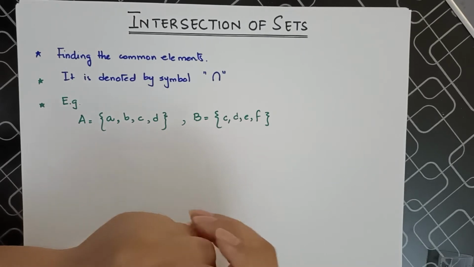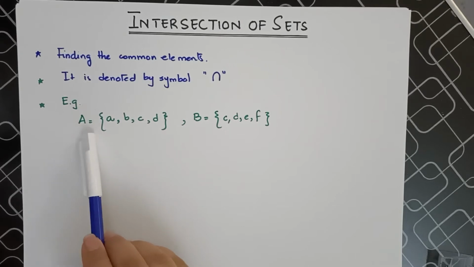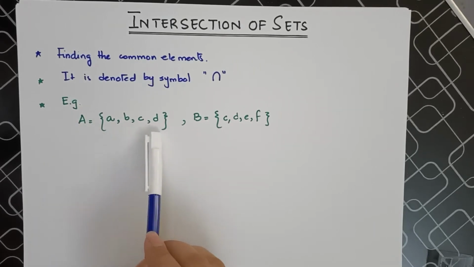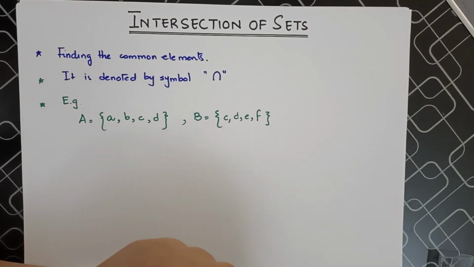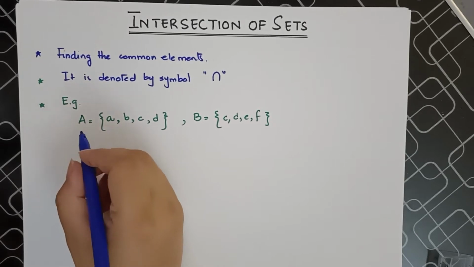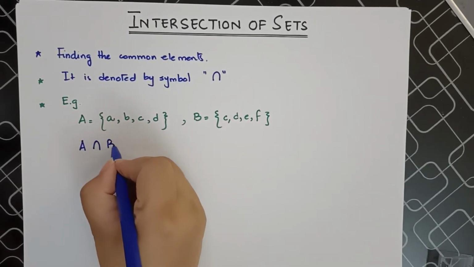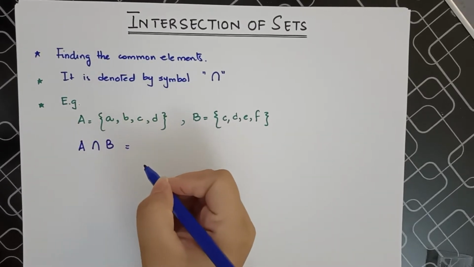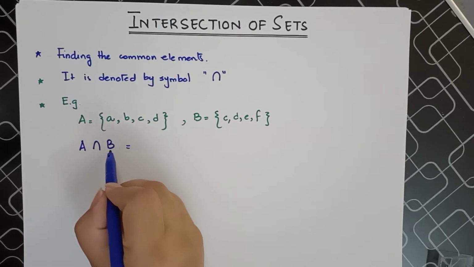All right, now let's talk about two sets. We have two sets here, set A is A, B, C, D, and set B is C, D, E, F. Now we have to find out the intersection. We have to find out A intersection B. Now, how are we going to do it? All right, now this term is read as A intersection B.